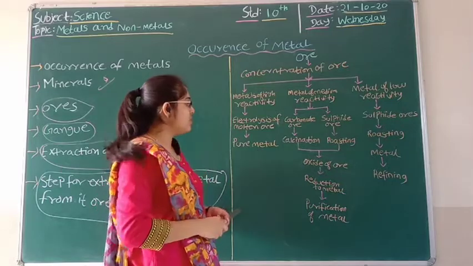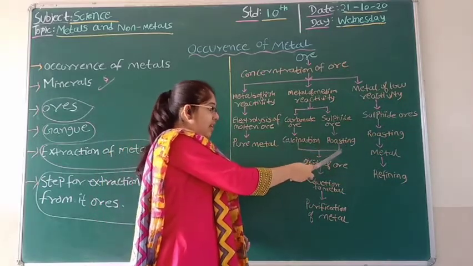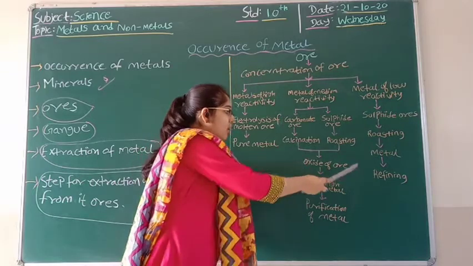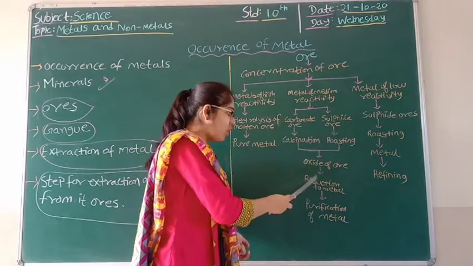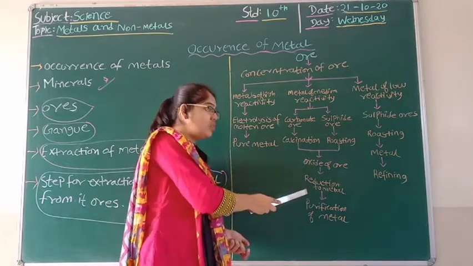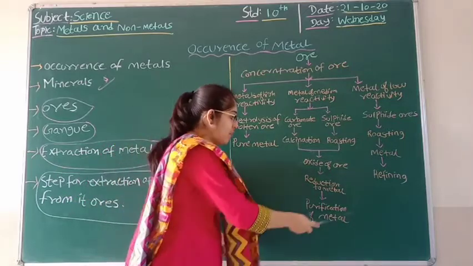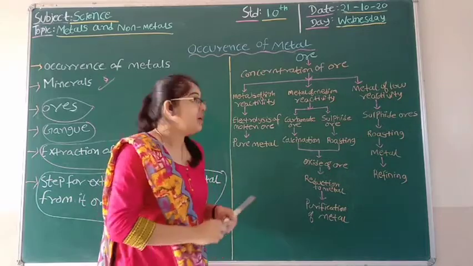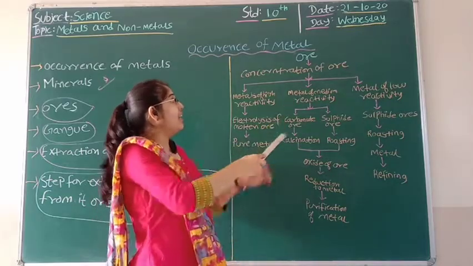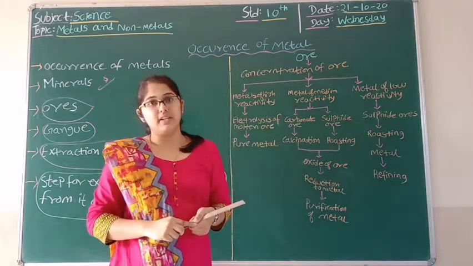So students, moving on, after the calcination and roasting processes, we will get oxides of metals, and from that we are going to reduce the metal. By reduction of the metal, we will get the pure form of metal. This is how we can extract metals having medium reactivity.